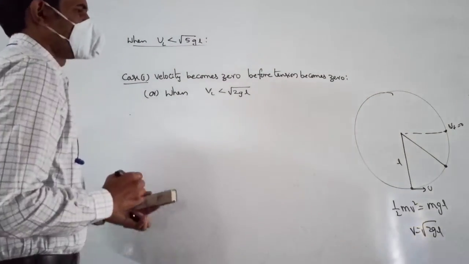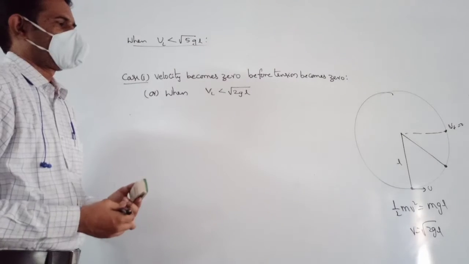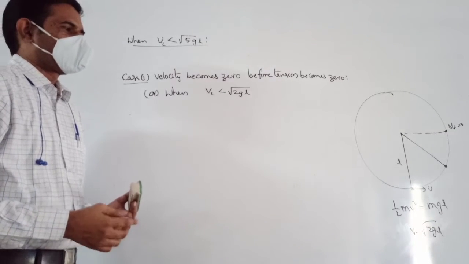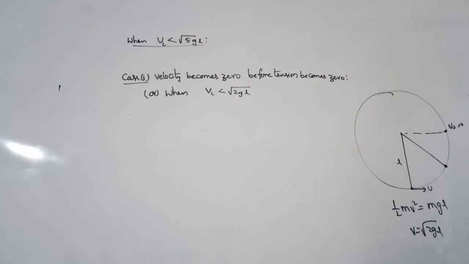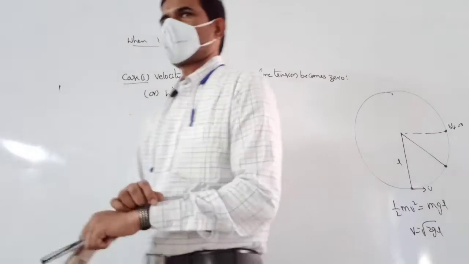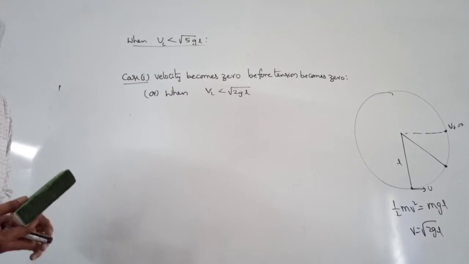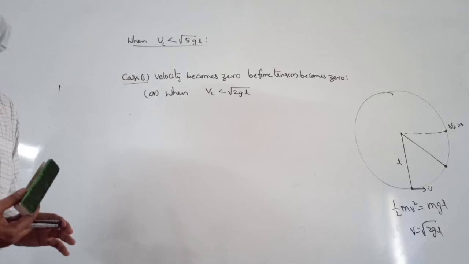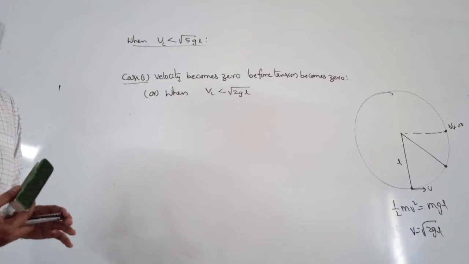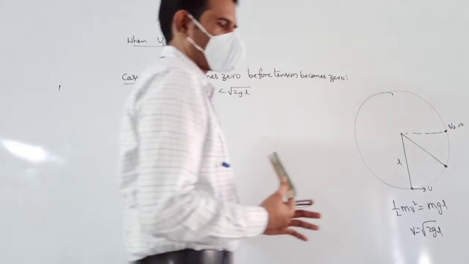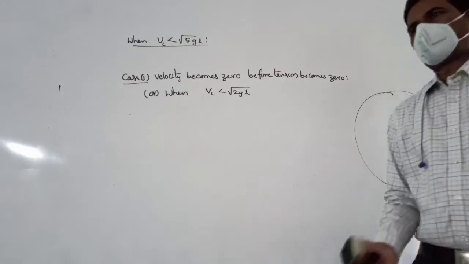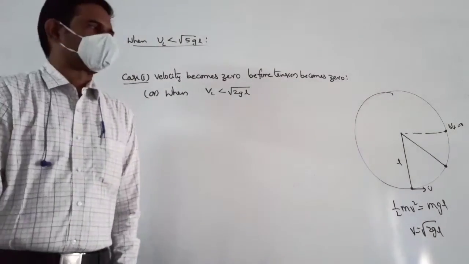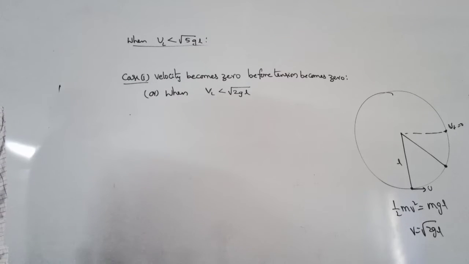The minimum velocity at the lowest point required such that the string just reaches the horizontal position is root 2gL. For that, if you want to, you can just write the conservation of energy calculation.